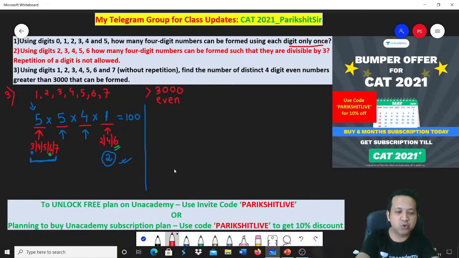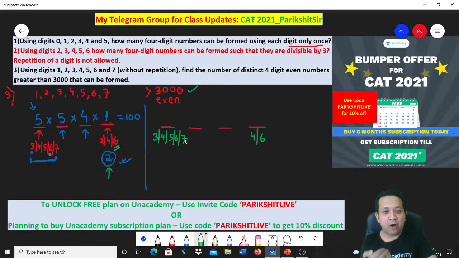Let's look at scenario 2. Remember, in scenario 1, I selected 2 in the units place. So what are the possibilities here? You can select a 4 and a 6 in the units place. What about the thousands place? Remember, it has got to be greater than 3000. So the only numbers you can select in the thousands place are 3, 4, 5, 6 and 7. You cannot select a 1 or a 2 because in that case, the number formed will not be greater than 3000. Let's start again.